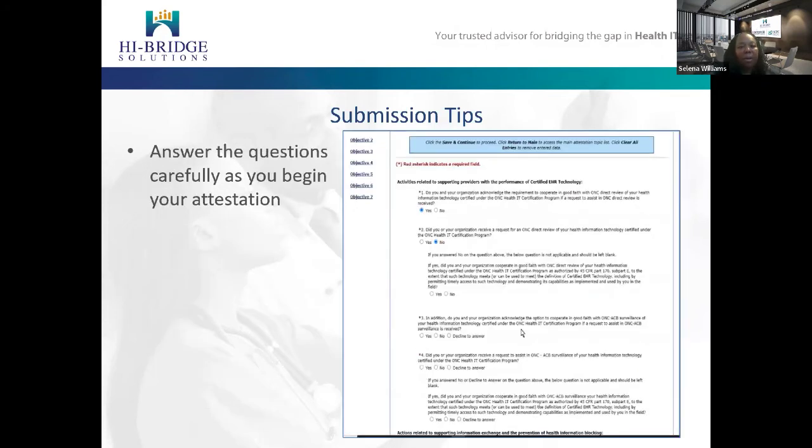Okay, so here's another important tip, answering the questions carefully as you begin your attestation. For example, I know just to think back in the past, a provider had answered a question incorrectly. I think it asked, did they willingly do something to their EHR to hinder reporting, or however it was worded. And the provider answered yes. So of course their application got rejected. They had submitted on the deadline, and they weren't able to go back and correct this particular question.